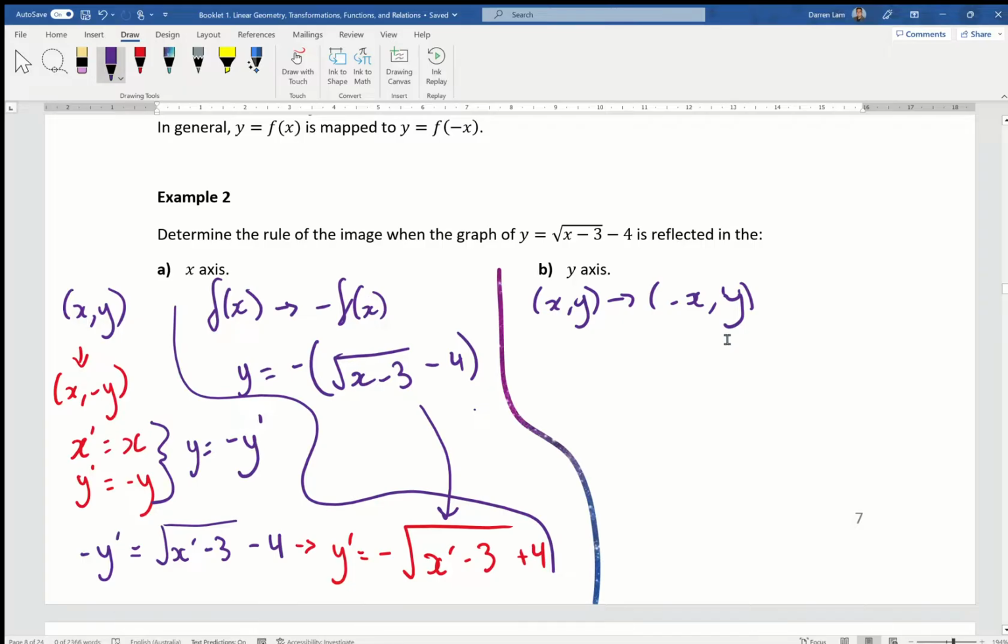We do the same thing, we say x dash equals negative x, or if you're looking to speed things up, let's just skip right ahead and just write that x equals negative x dash. Because why not? Y dash, so y equals y dash. And we have our new equation of y dash equals the root of negative x dash minus 3 minus 4. Note that I did not touch the negative 3. I've just substituted x as negative x dash.